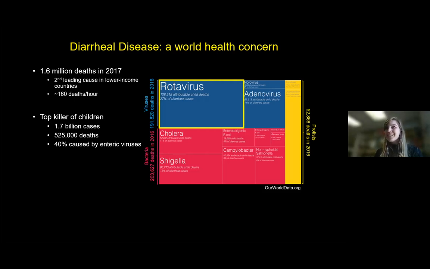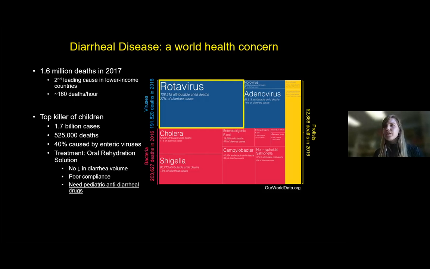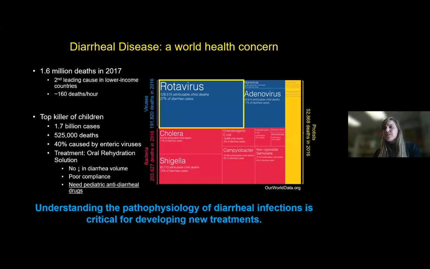Now, for those afflicted with rotavirus infection, unfortunately, the only suitable treatment for children is oral rehydration solution. And while it is effective at replenishing fluids, it has no effect on diarrhea severity or duration. And often there is poor compliance. Ultimately, this highlights the need for us to develop suitable pediatric antidiarrheal drugs. In order to develop such things, we need a better understanding of the pathophysiology of diarrheal infections. And we chose to focus first on rotavirus, as it is one of the key causes of diarrhea cases.